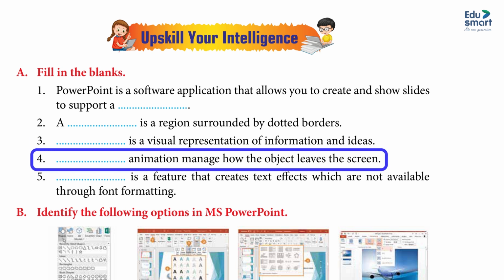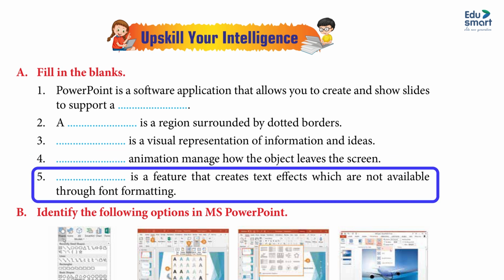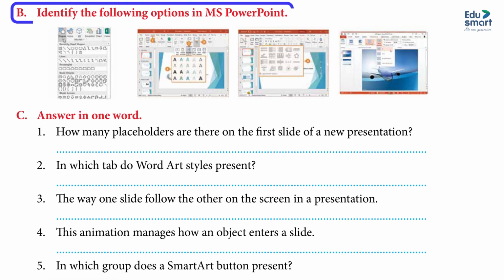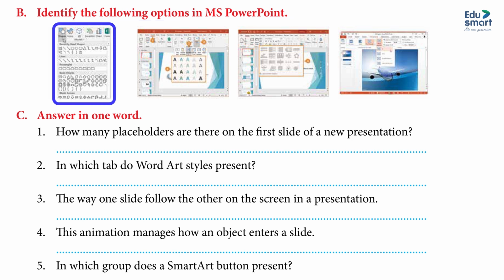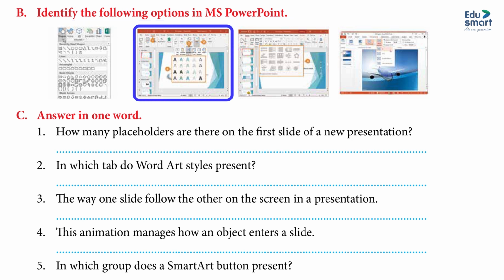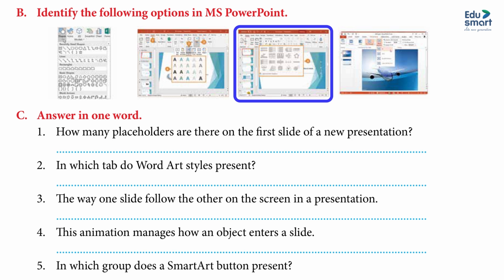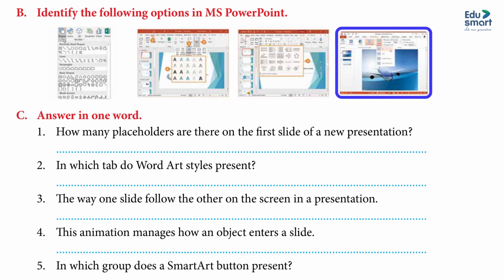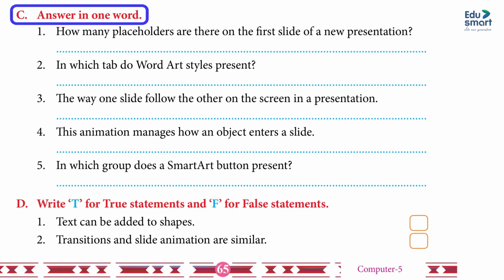4. Dash animation manage how the objects leave the screen. Answer: exit animation effect. 5. Dash is a feature that creates text effects which are not available through font formatting. Answer: word art. B. Identify the following options in MS PowerPoint. Answer: 1. Inserting shapes. 2. Format tab. 3. Applying smart art. 4. Animation effect.